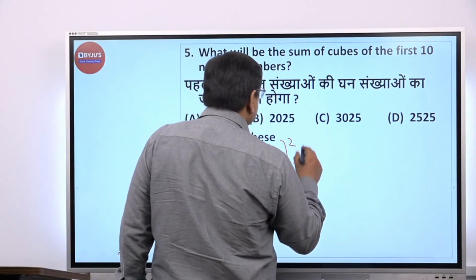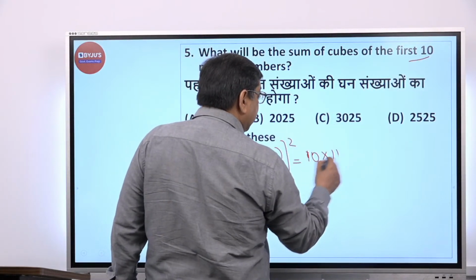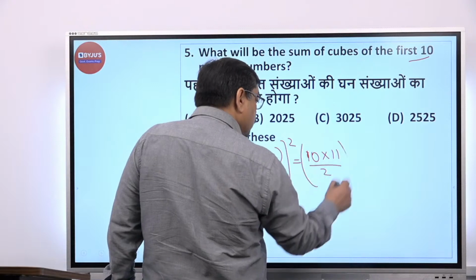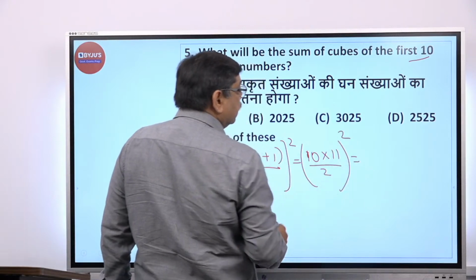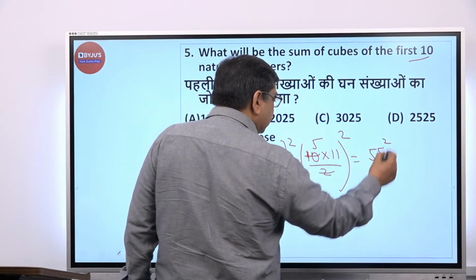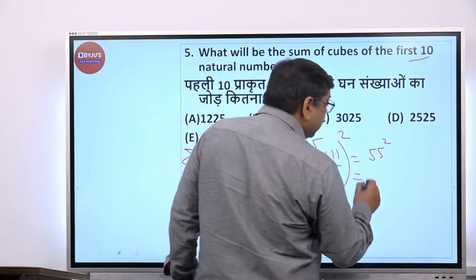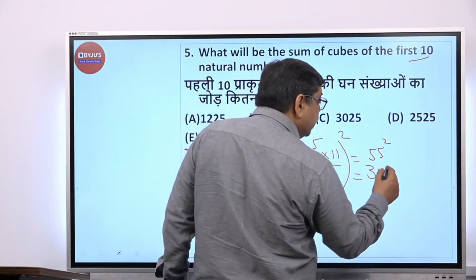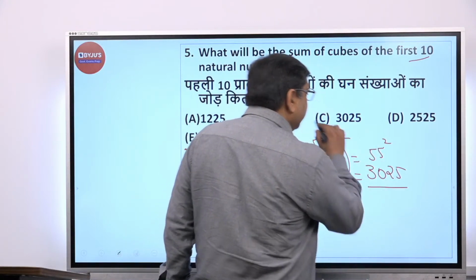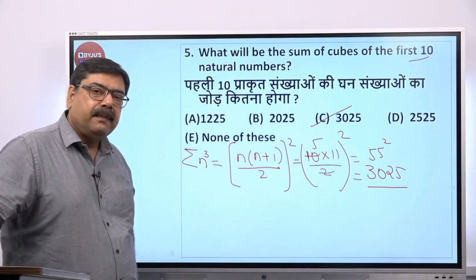So what should it become? The value of n is 10, so (10 into 11 by 2) whole square. Alright, so here no problem, you can cut it. What you basically have is 55 square, which you remember is nothing but 5 into 6, 30, followed by a 25. Choice C here becomes our answer.